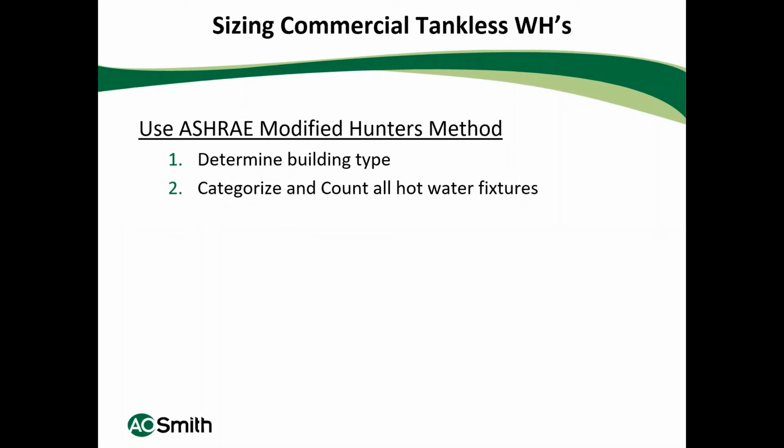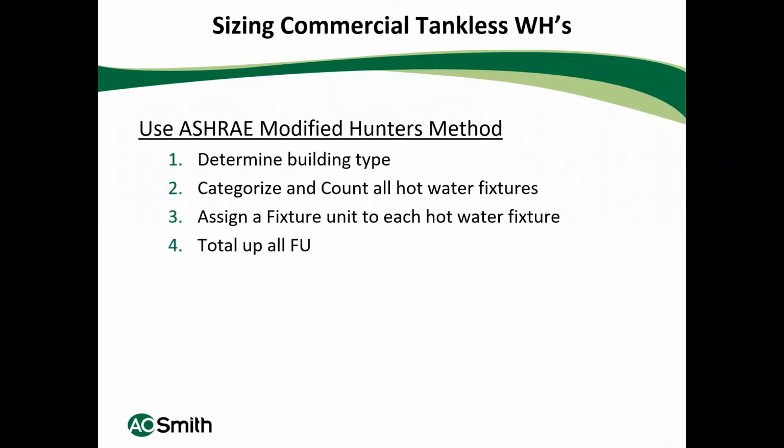So if it's an apartment building, we need to know the kitchen sinks, all of the dishwashers, all of the lavs, showers, everything, all added up. And then we assign a fixture unit to each one of these hot water fixtures. I'll show you the chart in a second where we get that information. Then we total up all our fixture units.